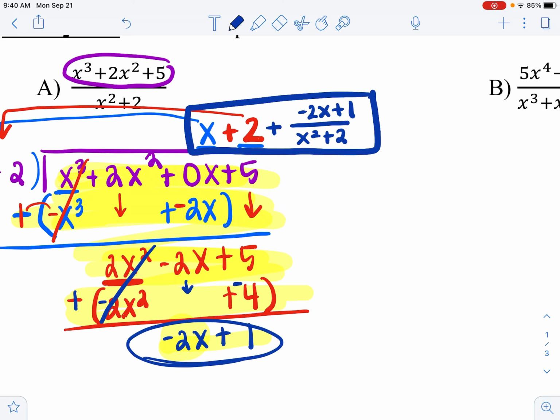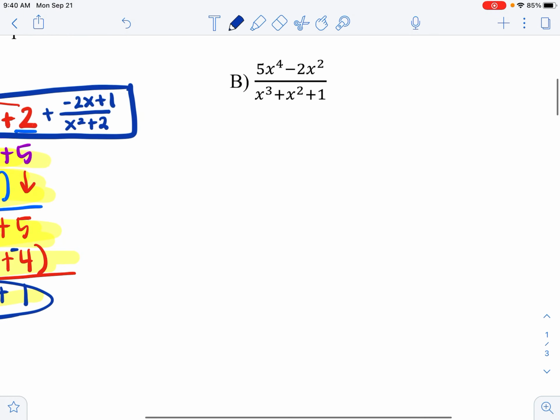Now, people will always try to do this. Let me erase this, erase that. And they're like, can't I just do this? Absolutely not. When you put a negative right here, it's distributing to both of these terms right here. And it's not a minus 1. It's a plus 1. So leave it the way I had it. Plus, minus right there.